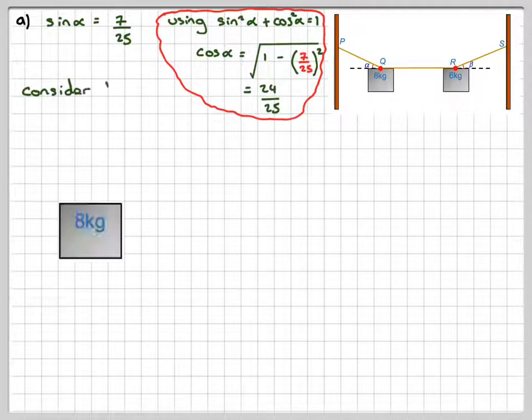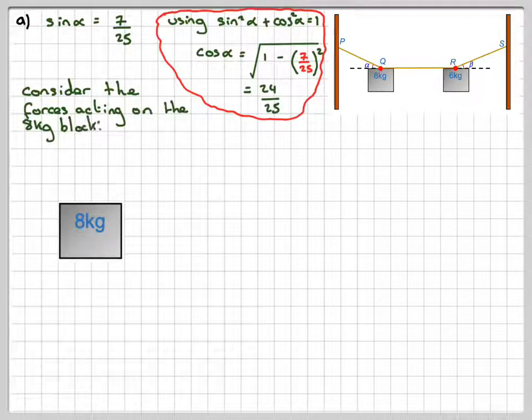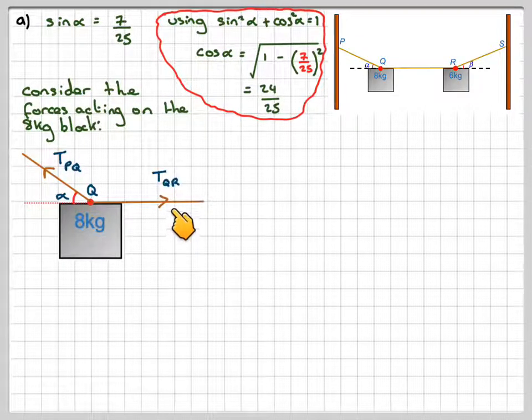So consider the forces acting on the 8 kilogram block. You should draw all the forces. So mark on the point Q. This is the tension in PQ acting that way with angle alpha. And this is the tension QR, and then also we have the weight acting down, which is going to be 8G. Drawing a separate diagram will help us solve this problem. We've only got two ways which we can solve it. We can resolve it vertically or horizontally, or in the J direction and the I direction if we prefer.